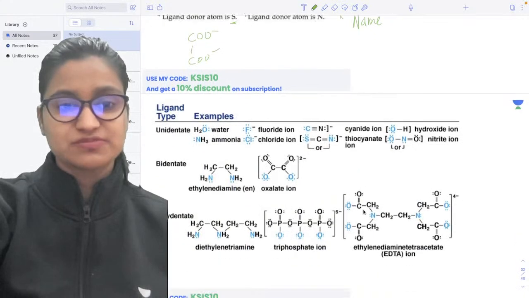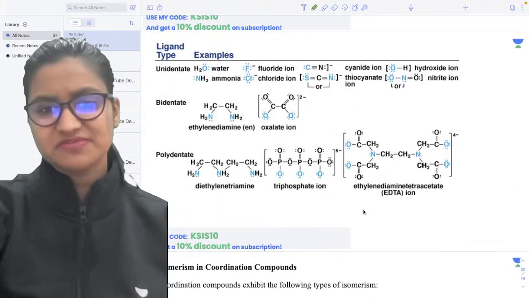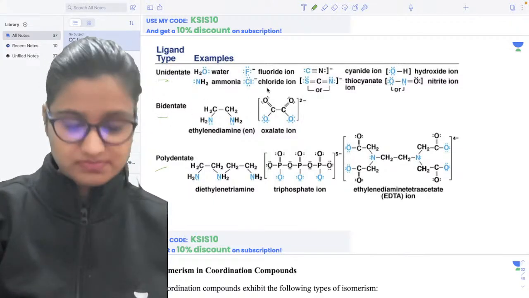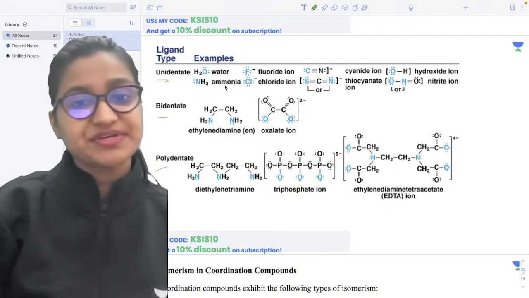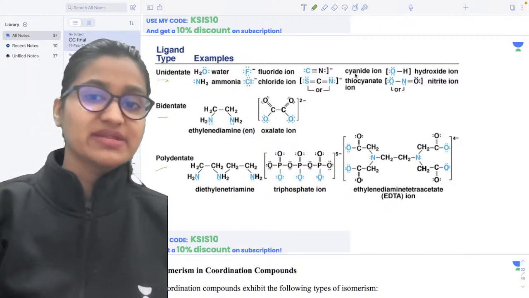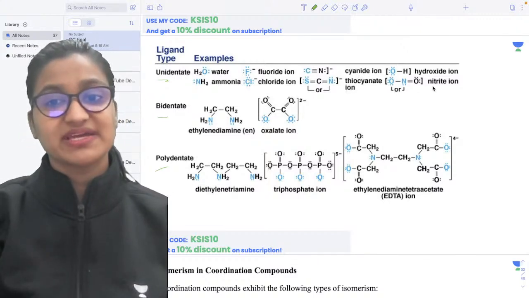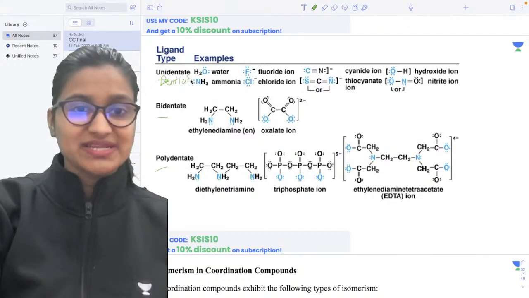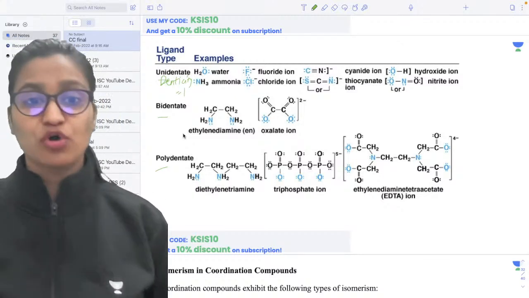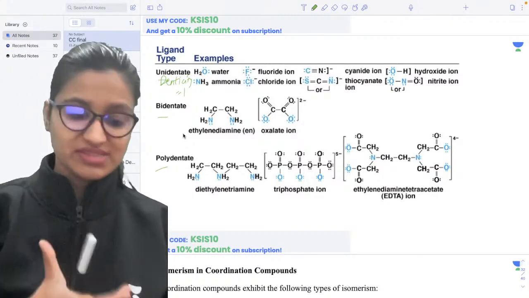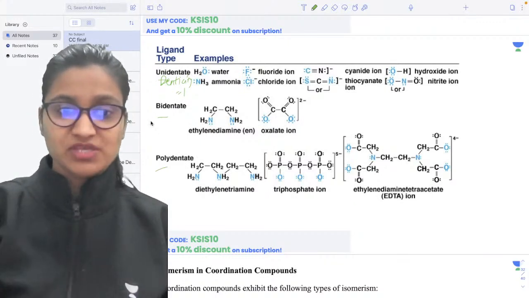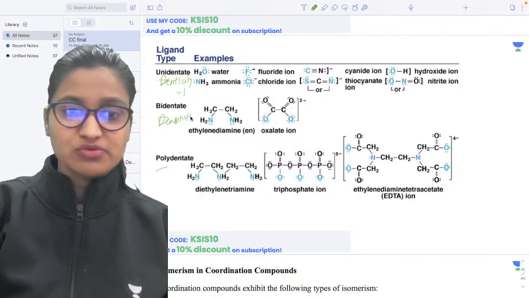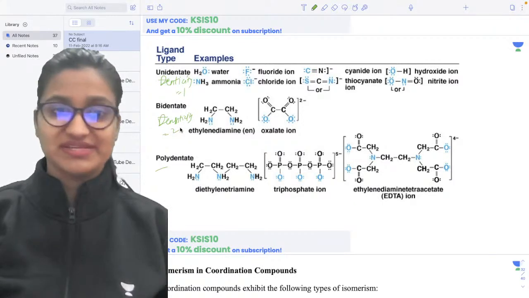Cool, let's move ahead. Now you can see something we have already done: unidentate, bidentate, polydentate ligands. H2O, NH3, fluoride ion, chloride ion, cyanide ion, thiocyanate, hydroxide, nitrite, these are all unidentate. Their denticity is 1, meaning they can form only one coordinate bond with the central metal atom or ion. Bidentate ligands have denticity equal to 2.